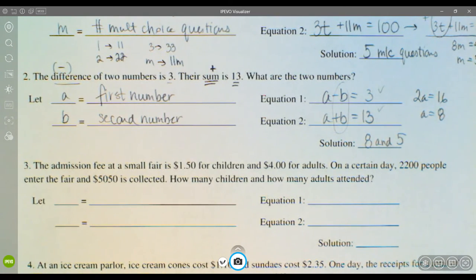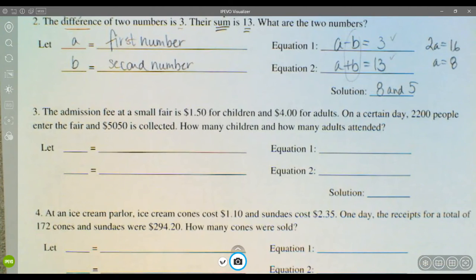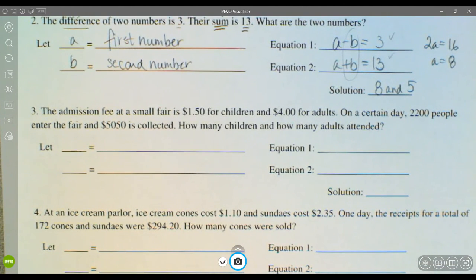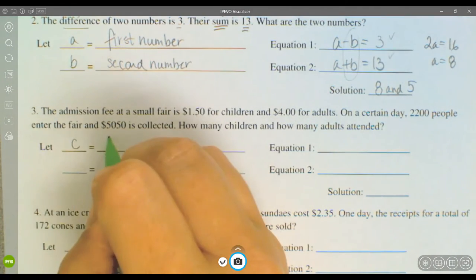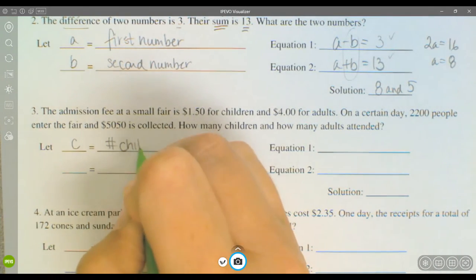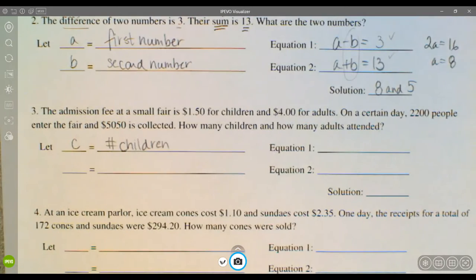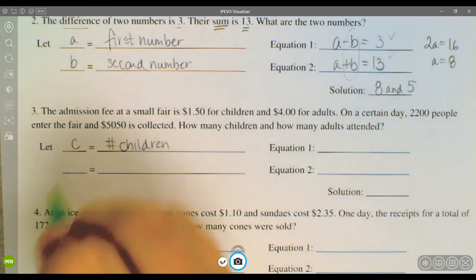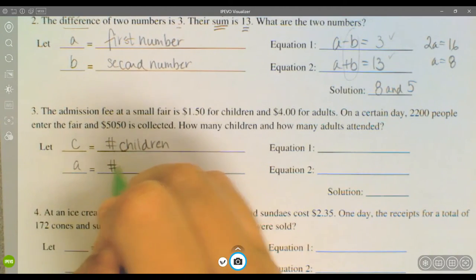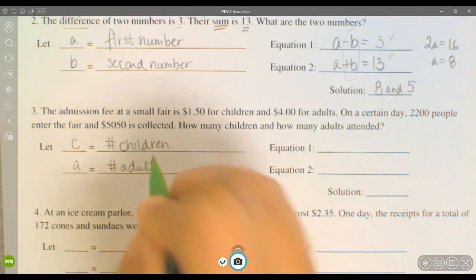Okay, number 3. The admission fee at a small fair is $1.50 for children and $4 for adults. On a certain day, 2,200 people enter the fair and $5,050 is collected. How many children and how many adults attended? Okay, so they're asking me how many children. So C equals the number of children. How many adults attended? So we will let A equal the number of adults that attended.